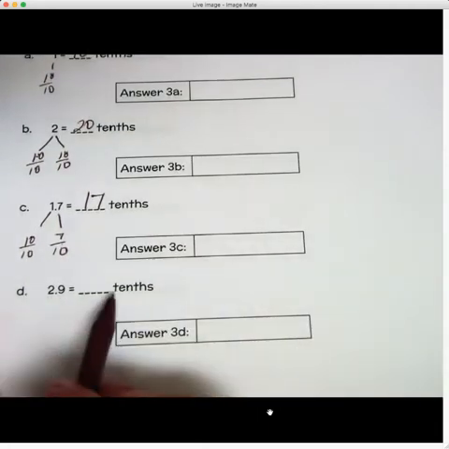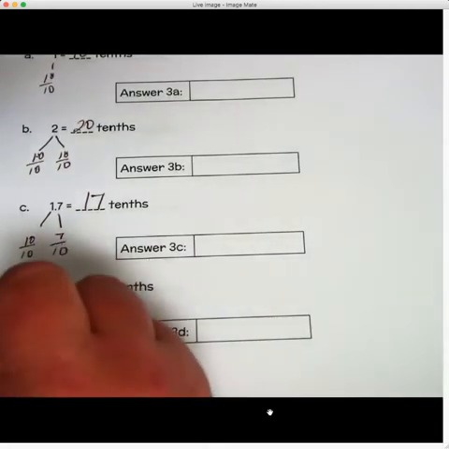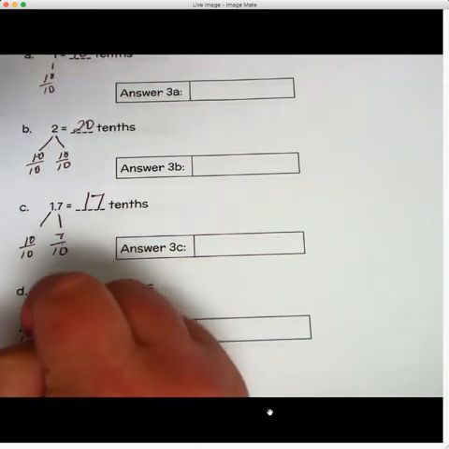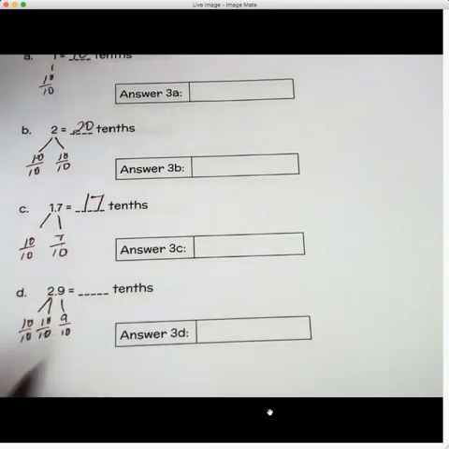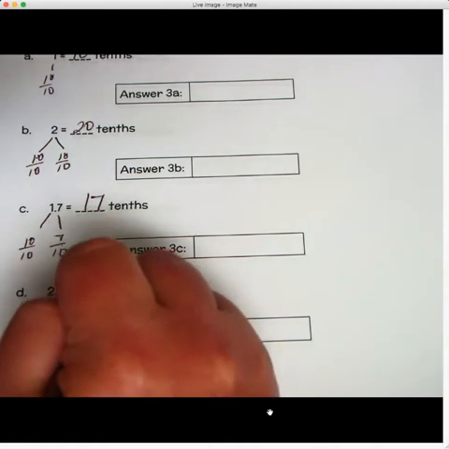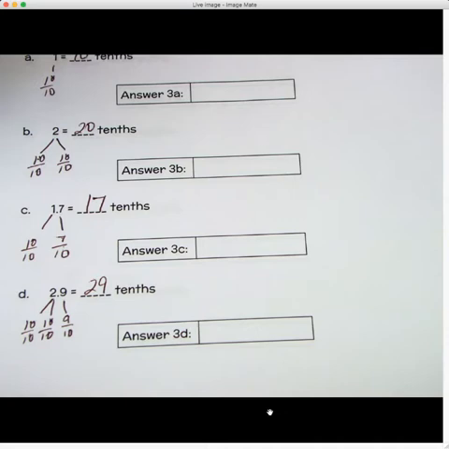Okay, how many tenths is 2 and 9/10? Well, 2 would be 10/10 and 10/10. And then 9/10 would be 9/10. So let's look at these together. 10 plus 10 is 20, plus 9, 29/10. See what we're doing? We're just using decomposing and turning them into fractions to help us understand what the answer is.